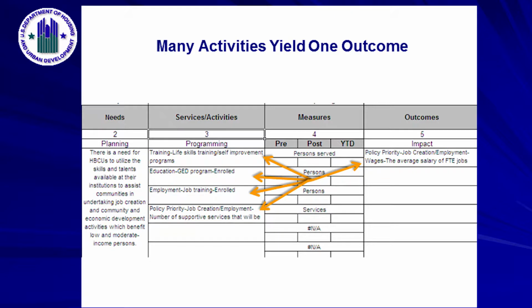Another method that a grantee may take in completing the eLogic Model is by listing multiple services or activities that yield one outcome. For example, life skills training, in addition to GED training, in addition to job training, in addition to employment or supportive services, results in one job creation or employment and an increase in wages.